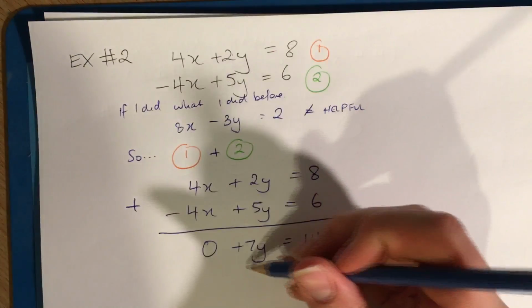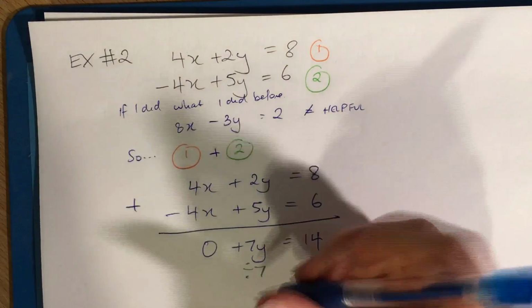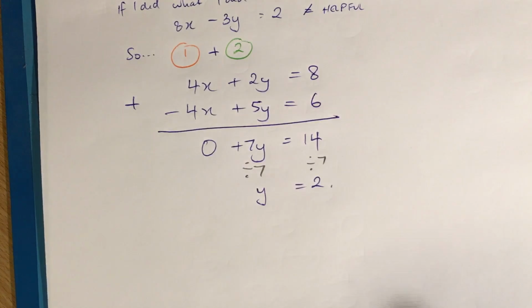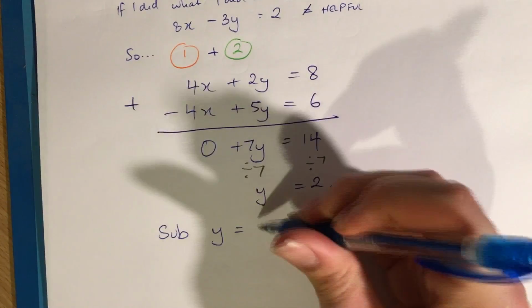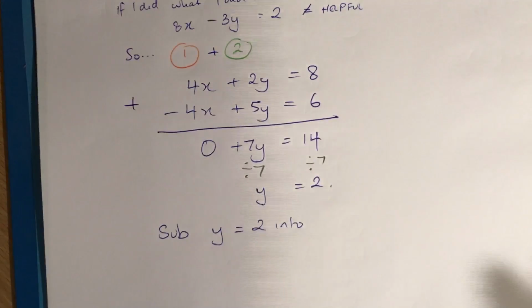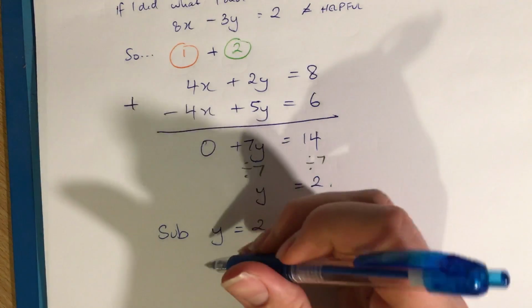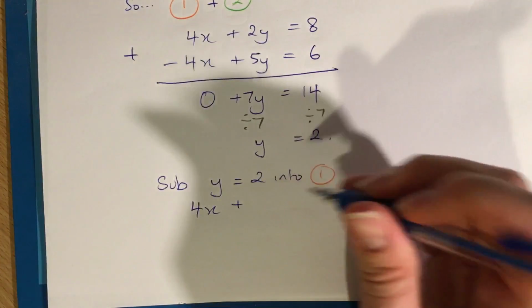Would you look at this? Divide both sides by 7, and I get y is equal to 2. Fab, go us. So now I'm going to substitute y is equal to 2 into equation 1, because again the y value was smaller, so I don't have to think too hard because thinking gives you wrinkles.